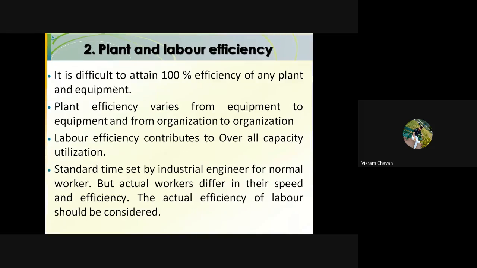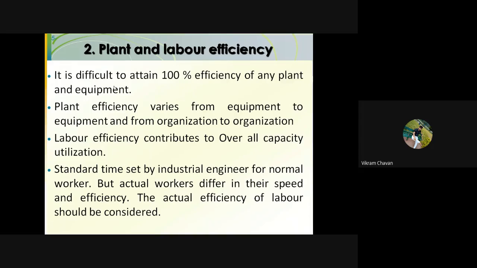Now we need to maximize this particular efficiency so that we can utilize the maximum capacity of the plant, or we can say that we can increase the effective capacity.